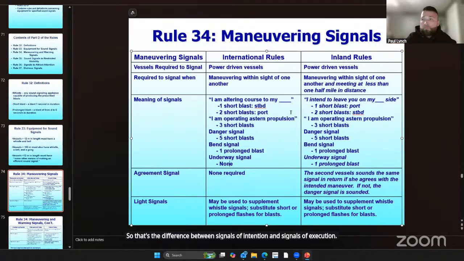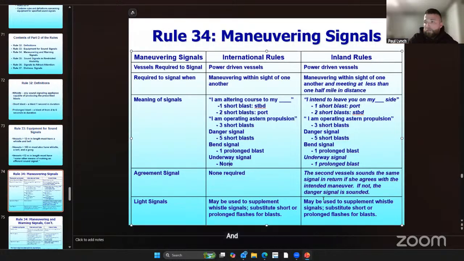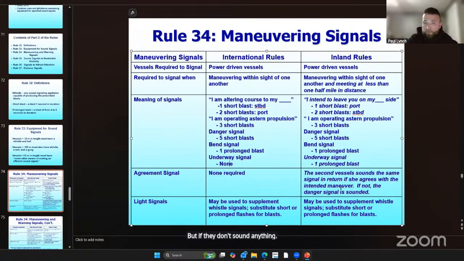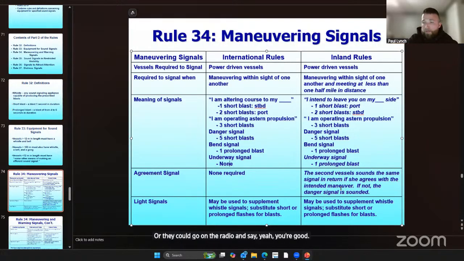There's no agreement signal for international rules because they're signals of execution. But I do need agreement for signals of intention because I need permission from the other vessel. That's why there's an agreement signal. For the agreement signal, all they have to do is mimic the same sound, or you could go over the radio and arrange passage. But if they don't sound anything, they don't give you permission. If they don't do anything, then you can't legally make that maneuver.